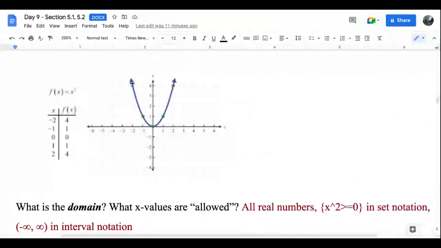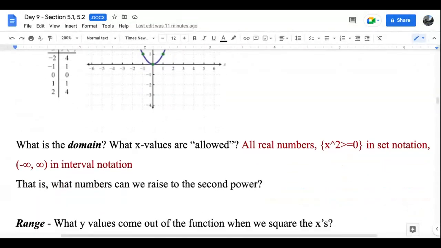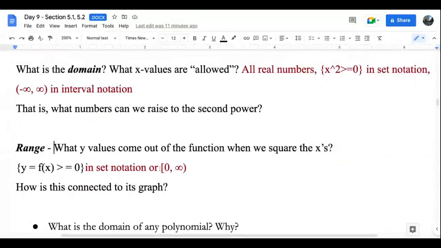We could see this x squared. All y values do not appear below the x-axis. That means the y value will never be negative. So how do we represent that? We represent will never be negative with the interval notation that goes from 0, including 0, up to infinity.